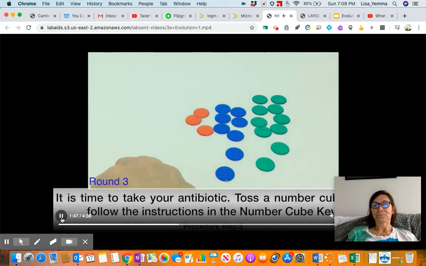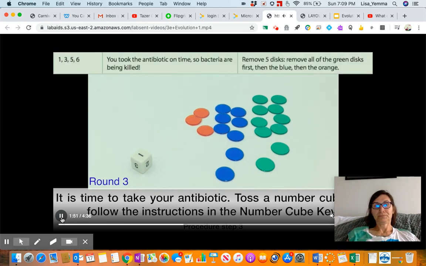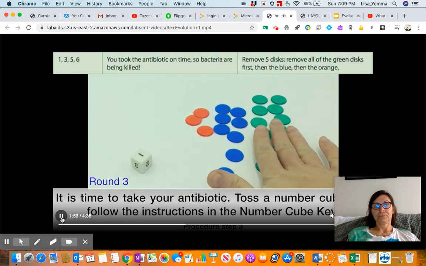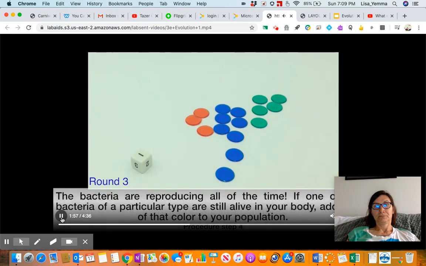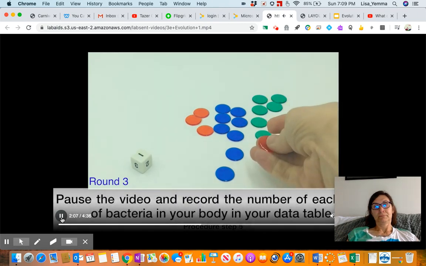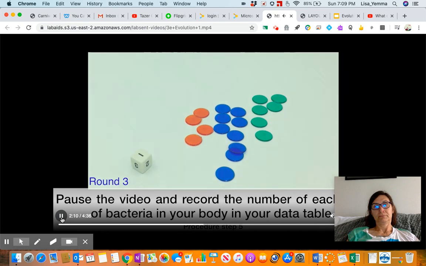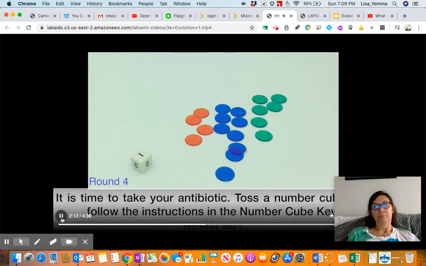Round 3. It is time to take your antibiotic. Toss a number cube and follow the instructions in the number cube key. The bacteria are reproducing all the time. If one or more bacteria of a particular type are still alive in your body, add 1 disc of that color to your population. Pause the video and record the number of each type of bacteria in your body in your data table.